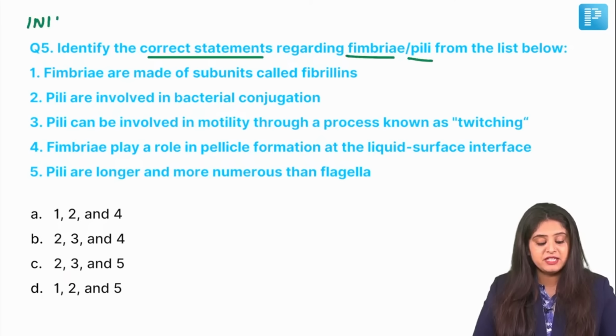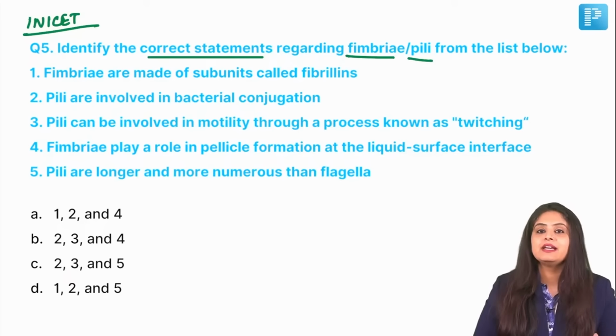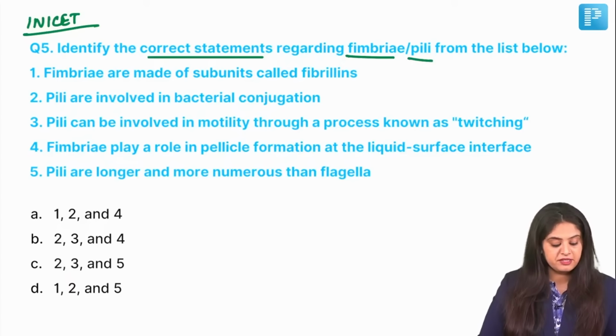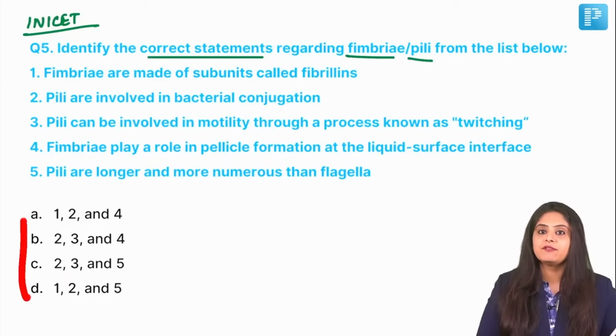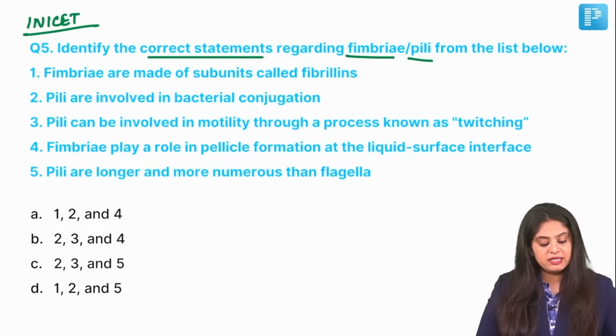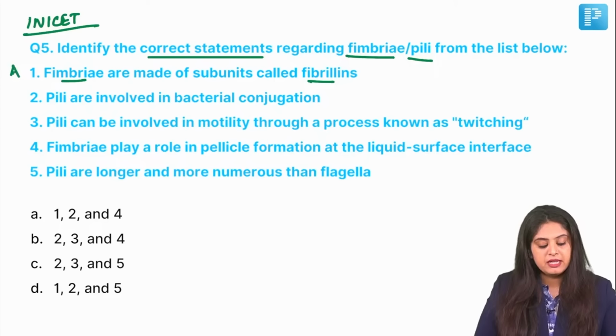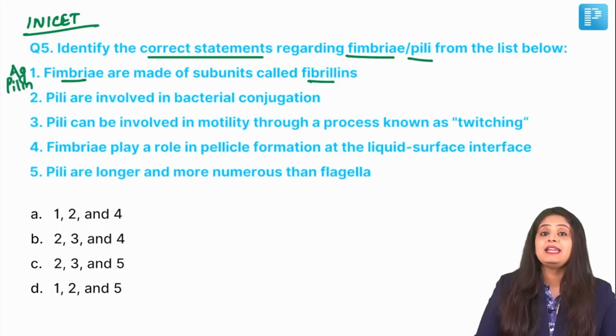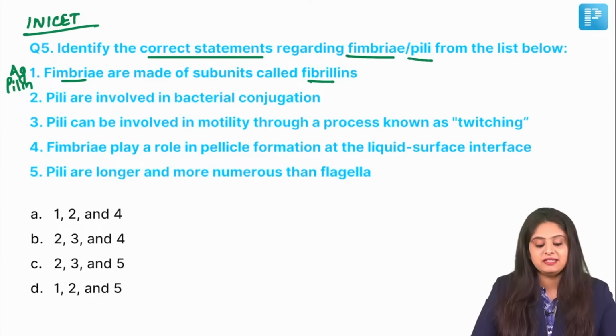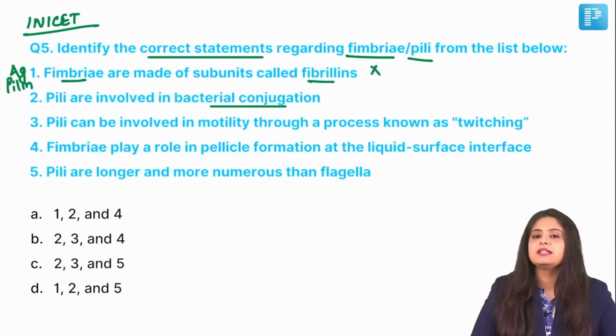I give this in every test because this is a very INI-CET type of question. First they'll give you 5 confusing options, then you'll have to select out of it. You might feel Fimbriae are made up of fibrillins, but no, Fimbriae are actually made up of antigens. What is the other name of Fimbriae? Pili, so they are actually made up of pilins. They are not made up of fibrillins. Pili are involved in bacterial conjugation.